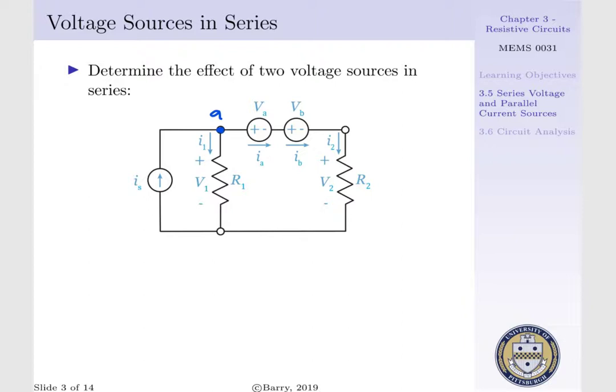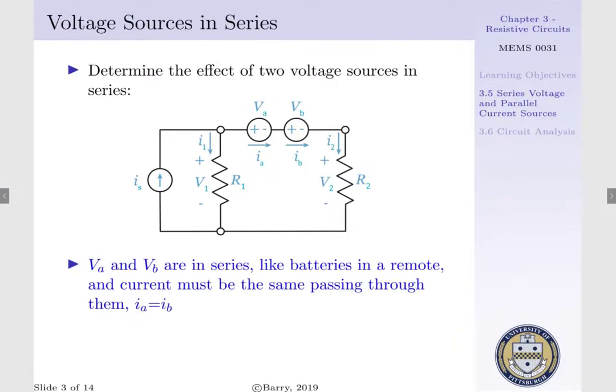Well, we can look at this system and realize that since we have two voltage sources in series, similar to batteries in a remote, our current has to be the same running through each, i.e., we have to have continuity of current, for we cannot create or destroy charge carriers. That is to say, IA has to be equal to IB. So, we know they have the same current running through them, but what do we know about the voltage potentials being established, say, between terminals A and B?